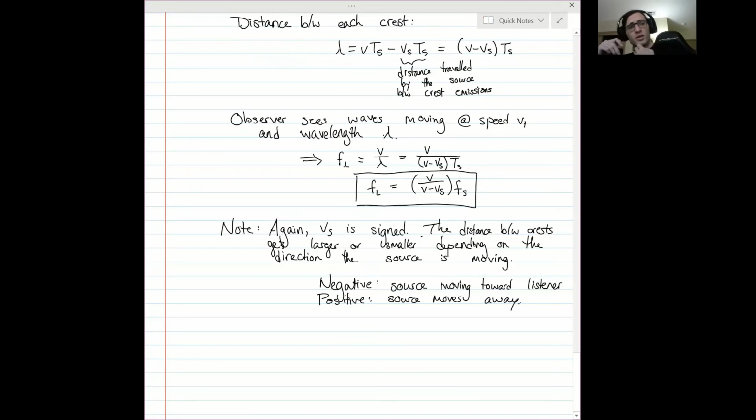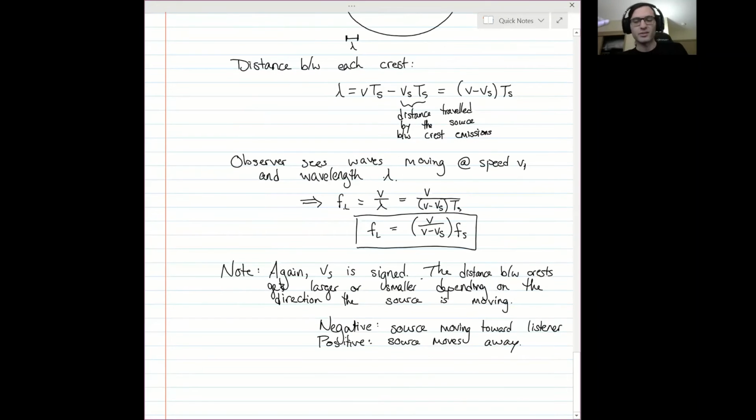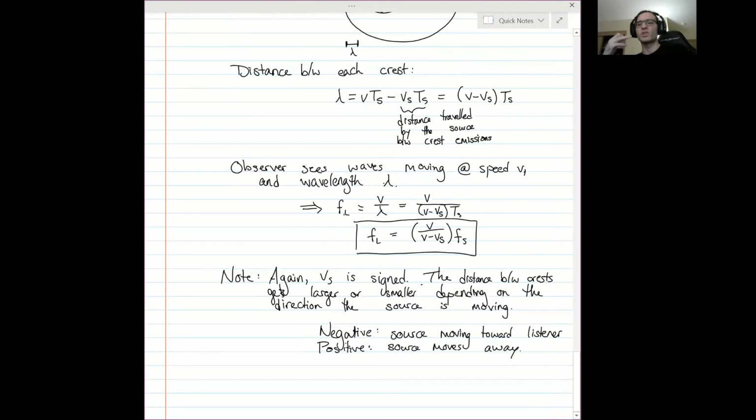So let's just do a quick analysis here. If the source is moving towards the listener, that means that the denominator gets smaller. V minus Vs is smaller than V, which means that the fraction V divided by V minus Vs is greater than 1. So the listener hears a higher frequency. Again, this is what we observe.